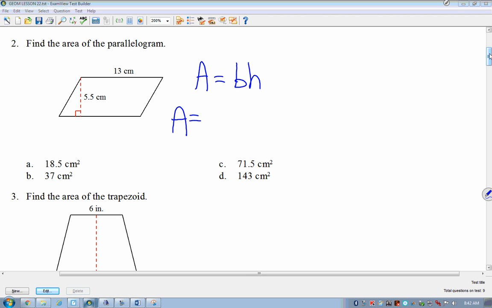What do we want to use for our base here? 13. And what's our height? 5.5. Can you go ahead and solve that for me? 71.5 centimeters squared.